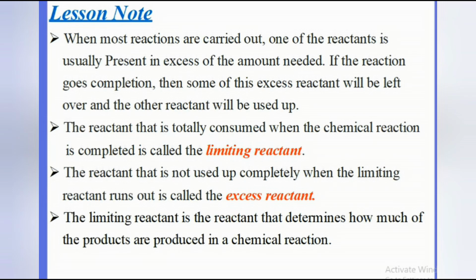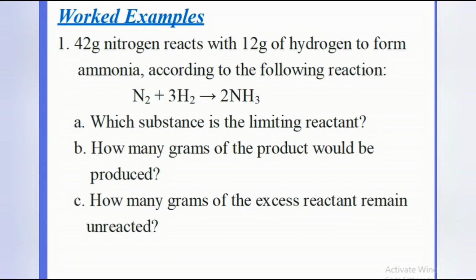Simply, the limiting reactant is the reactant that is totally consumed when the chemical reaction is completed. And the excess reactant is the reactant that is not used up completely when the limiting reactant runs out. Let us consider the following examples to understand the topic.